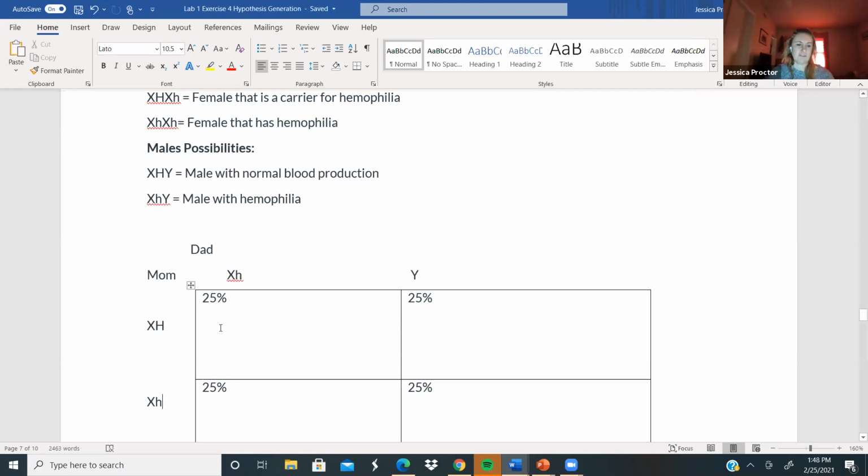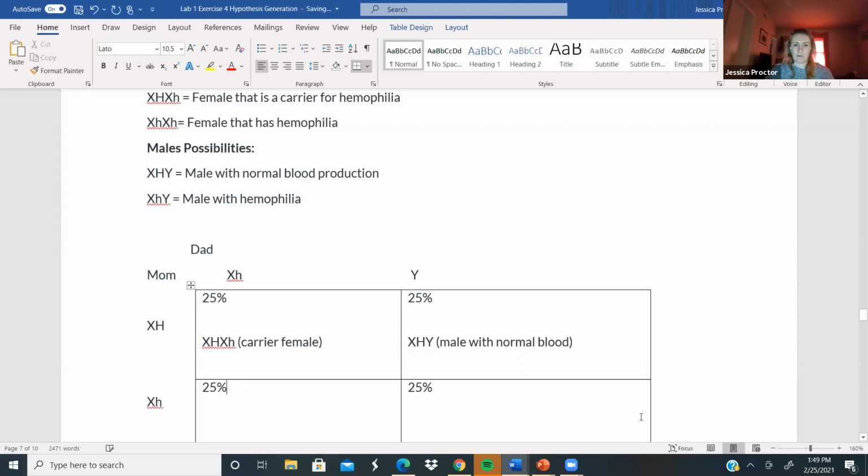So once we have it set up, same basic idea. Each little quadrant is essentially representing 25% of generation 1. So here in this first quadrant, we're going to take one from here, and we're going to take one from here. So we've got an X big H, X little h. So that's a carrier female. And then here in this quadrant, we have one from here, and we have one from here. So that's an X big H and a Y. So that's a male with normal blood.